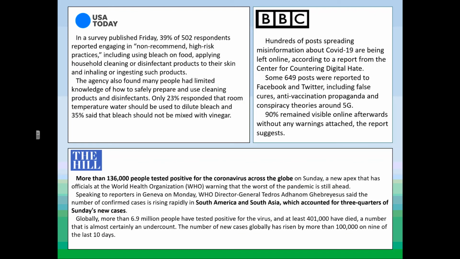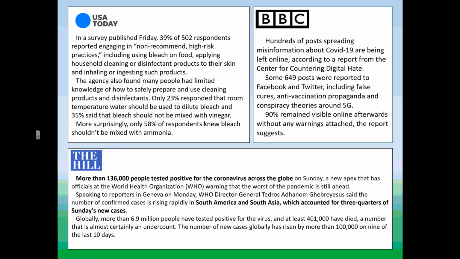The agency also found that many people have limited knowledge of how to safely prepare and use cleaning products and disinfectants. Only 23% responded that room temperature water should be used to dilute bleach, and 35% said that bleach should not be mixed with vinegar. Only 58% of respondents knew that bleach shouldn't be mixed with ammonia. If you mix bleach and ammonia, it lets off a toxic gas that will literally kill you. Toxic being used in a literal sense. It will kill you if you mix bleach and ammonia.